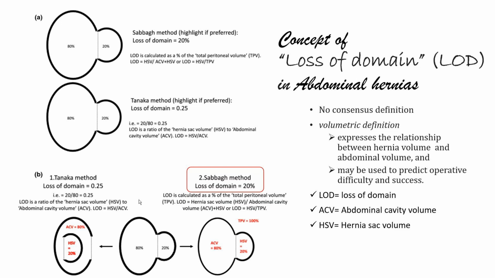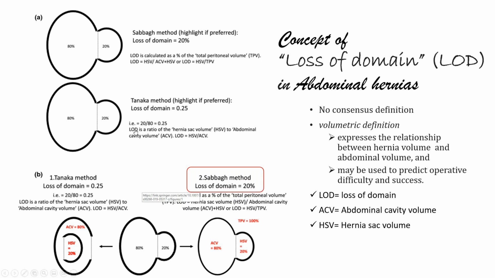Now, if you look at the two most prevalent and accepted definitions as of now, one is the Sabga method and the other is the Tanaka method. Basically, if you look at this figure, this is the hernial sac. So it has 20% of the volume and the rest, 80%, still remains inside the abdomen. The problem is the same, but the method of reporting becomes different. In the Sabga method, the loss of domain would be 20% or more. That is the preferred method. So it is 20%.